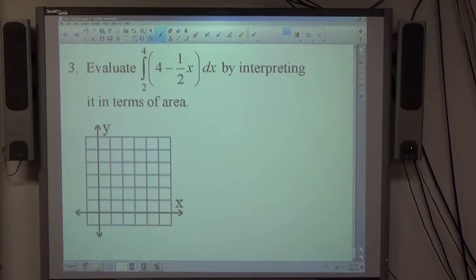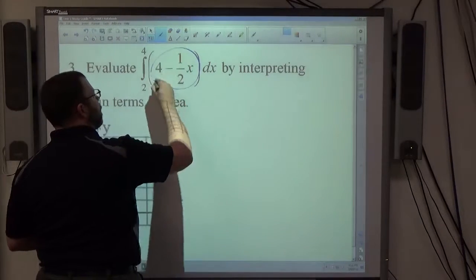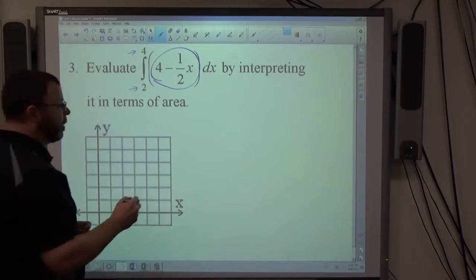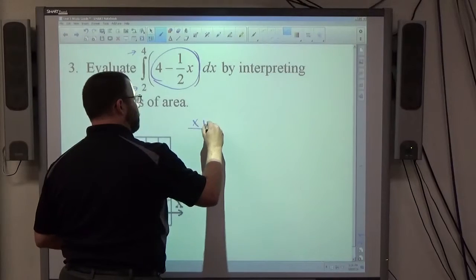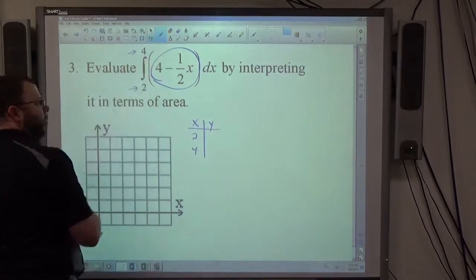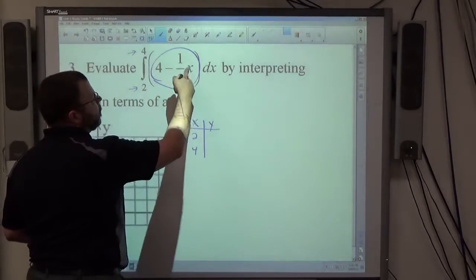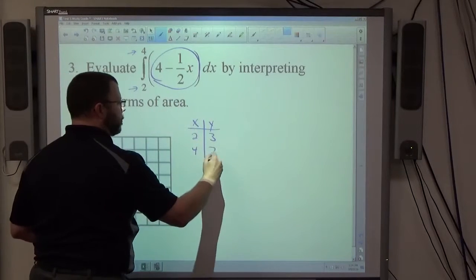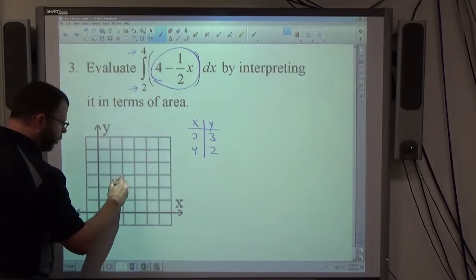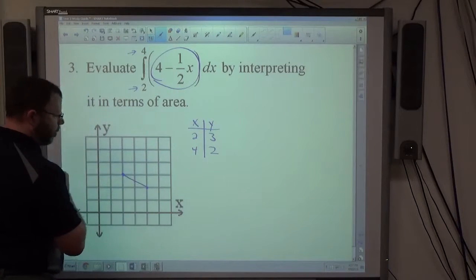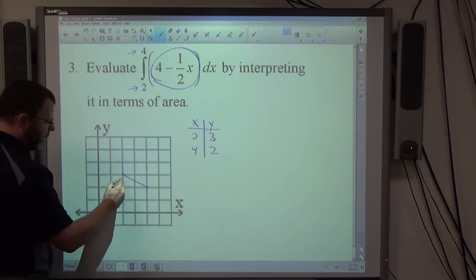Evaluating by interpreting in terms of area means that we're going to actually graph this equation on this interval. 4 minus half x is a line equation. To graph a line, I simply need 2 points. The 2 points I'm going to pick are x equals 2 and 4 because those are the numbers I have right there. If I replace x with 2, half of 2 is 1, 4 minus 1 is 3. Half of 4 is 2, 4 minus 2 is 2. So (2, 3) and (4, 2) are my points. Connect the dots. There's the graph, the part of the graph I care about.